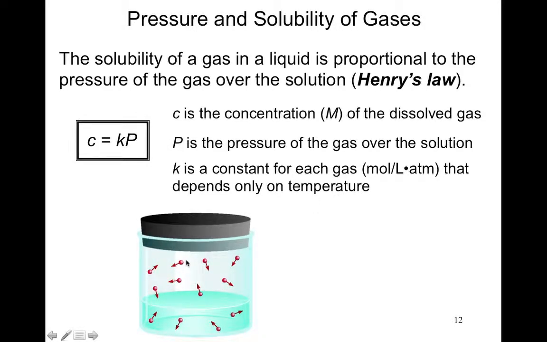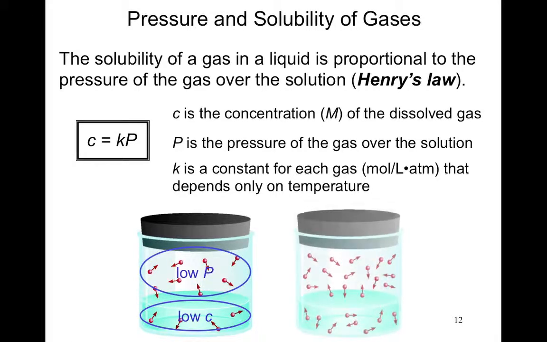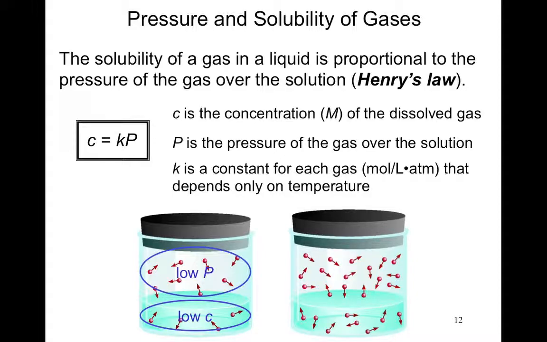So here's an example of a glass container with a liquid, and there's some dissolved gas in the liquid, and there's gas above the liquid. At a very low pressure, there's a pretty low concentration of dissolved gas in the liquid. Now, if we increase the pressure, if we get a really high pressure in there, then we're going to have a higher concentration of dissolved gas in the liquid.